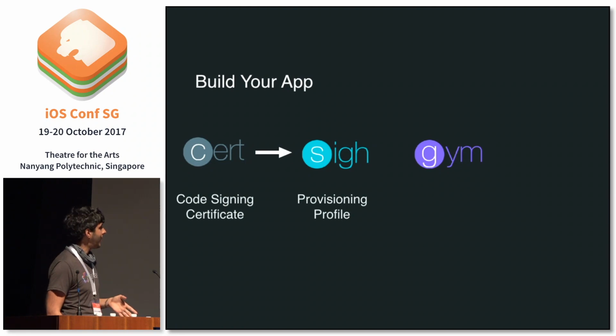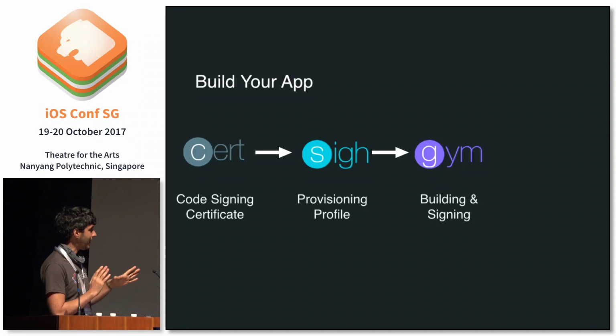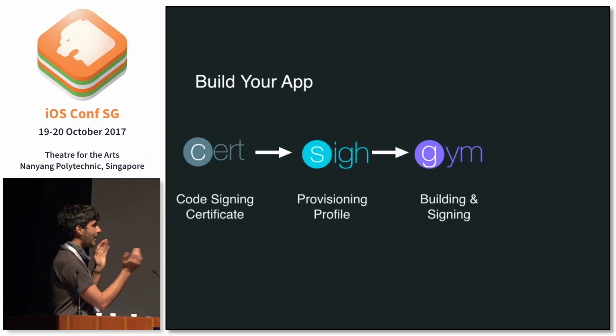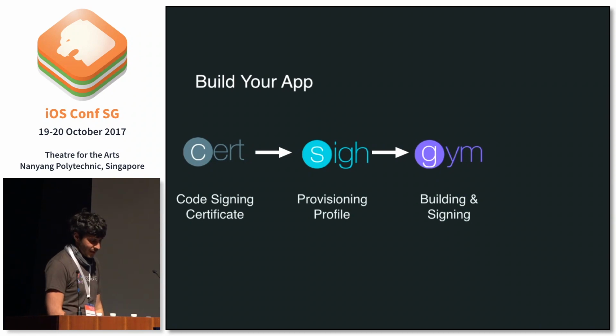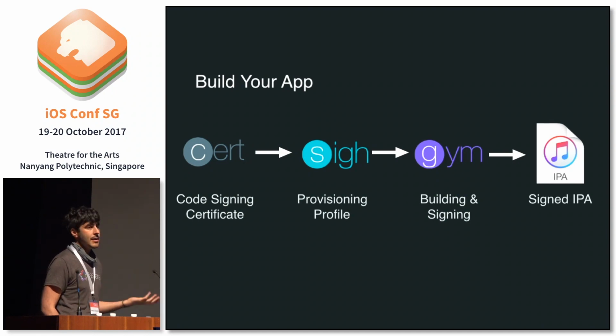So now we go ahead and build and sign your app. We have Gym, which will do that for you as well. If you look at this graphic, it's really important that the provisioning profile, signing cert, and the app IDs all are aligned with each other, or else you're going to get some really random build errors that I'm sure you've seen, probably even error 65. If everything works correctly, you're going to end up with a signed IPA, and you can use that signed IPA to send it up to iTunes Connect or to a beta testing service like Fabric Beta or HockeyApp.